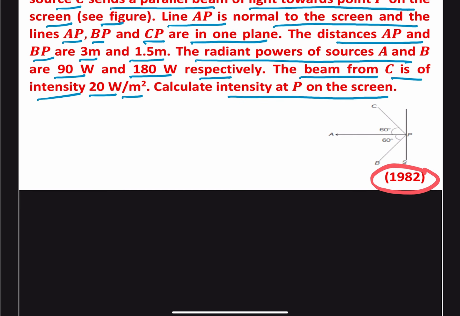So the figure given to us, we have this point P, and it is being illuminated by 3 sources, A, B and C. B and C are at an angle of 60 degree with horizontal, whereas this source A is at, we can say, 90 degree. Okay. So the source of A and B is given as 90 watt and 180 watt, and the beam from C is given as intensity in terms of 20 watt per meter square, and we have to find out the intensity at point P.